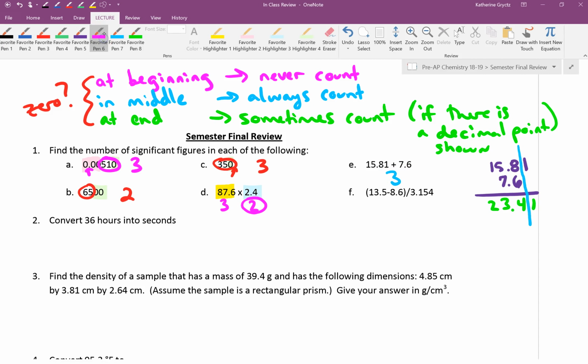Okay, but the other thing, the quicker way to do it instead of lining that up, is you're just looking at the places after the decimal. So 15.81 has 2 places after the decimal, and 7.6 has a single place after the decimal. So you would give the lower number of those, which is a single place after the decimal, which is what we did. Then you still have to count up the total number of digits.